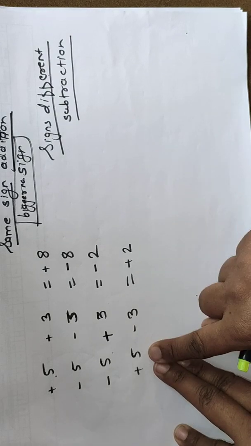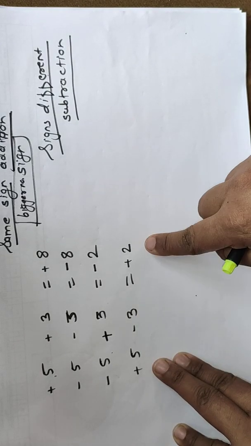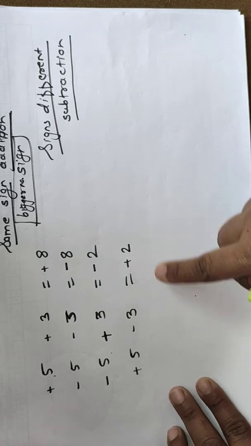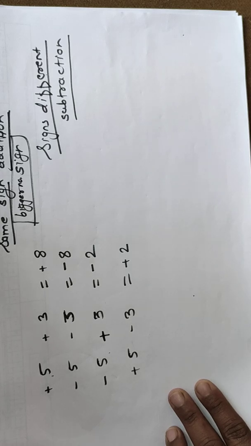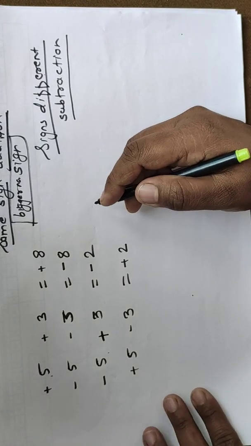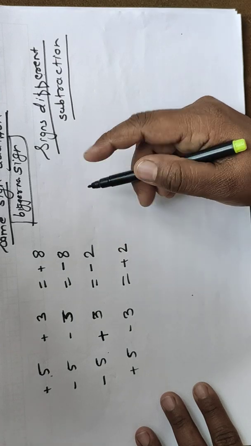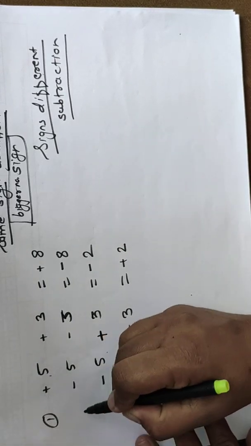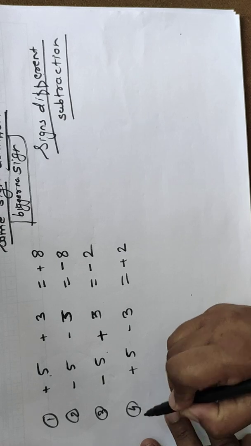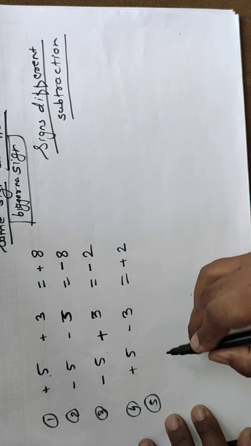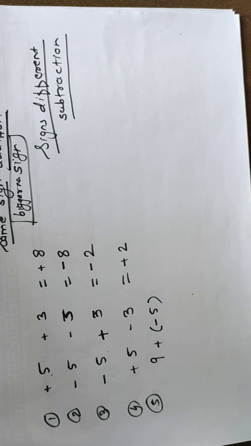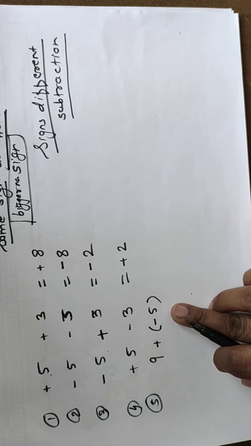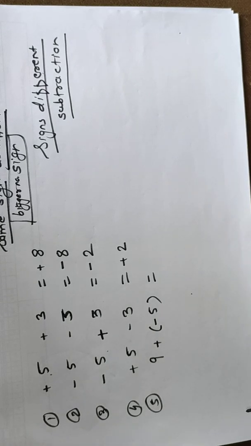For this condition, 5 plus 5 minus 3, the answer is plus 2. When we have different signs, we do the subtraction and give the bigger number's sign. Sometimes these types of examples come up. For example, these 4 examples we see. Now we will see one more example. Suppose it is 9 plus into bracket minus 5 is equals to, and that is the answer they are asking.